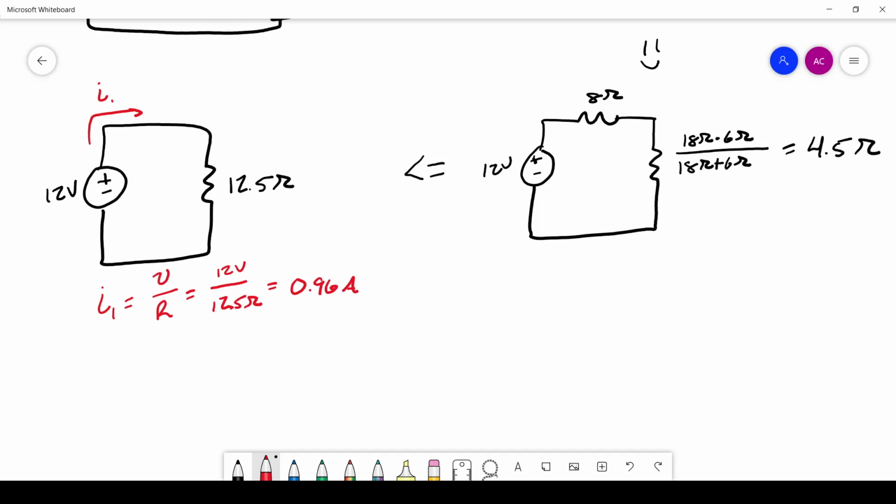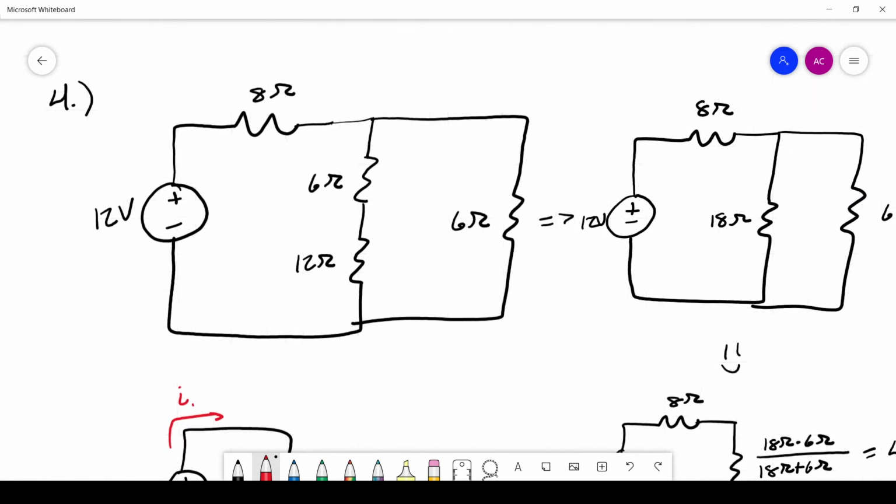Okay, so now what we can do is go back up to this first image. We say we have 0.96 amps coming out of this source. So first thing we can figure out is, what is V1, the voltage drop across this first resistor? Well, V1 is going to be I1 times R, so that's 0.96 times 8, which gives me 7.68 volts. So we have 7.68 volts across that.